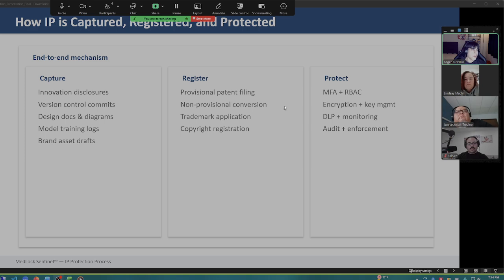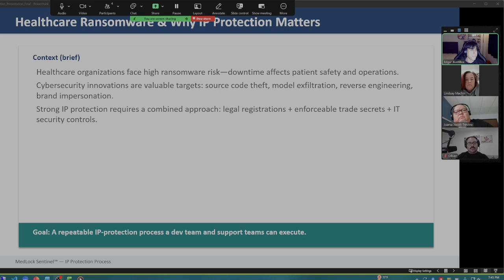Next, I'll describe how we communicate this process to the people who actually execute it, the support personnel. Healthcare ransomware is uniquely high impact because systems are mission critical. For vendors building ransomware defense tools, the IP itself is a target. Attackers and competitors may try to steal code, models, or detection logic. So protection is both legal and technical. Legal filings create enforceable rights, while IT control prevents leakage and supports defensible trade secret status.